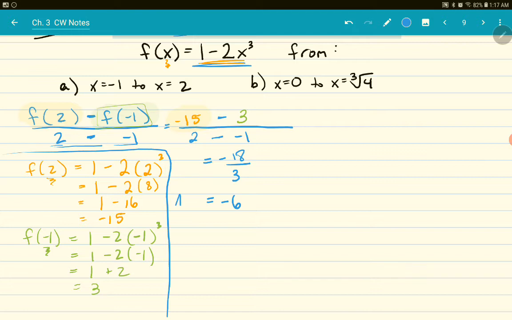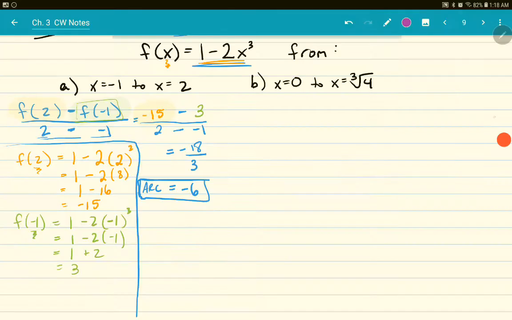I'm going to call that ARC for short. So that is part A. Okay, let's repeat that process with B. So we're going now from 0 to cubed root of 4. Oh, sorry, cubed root of 4.